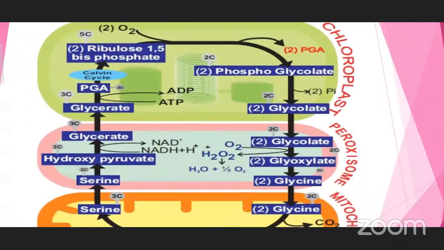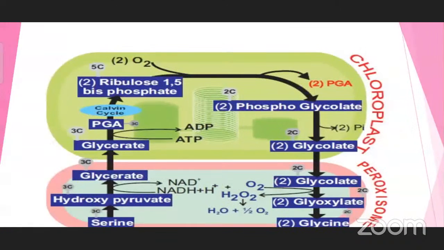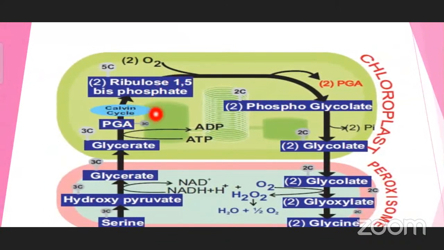But the C3 cycle will be taking place generally. But what is happening here? Temperature has increased. Oxygen has increased. Concentration of oxygen is increased. Now, the enzyme Rubisco is going to become oxygenase in nature. So it will be making the ribulose 1,5-bisphosphate, RUBP.